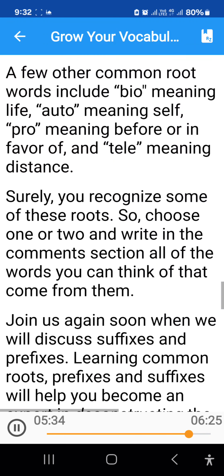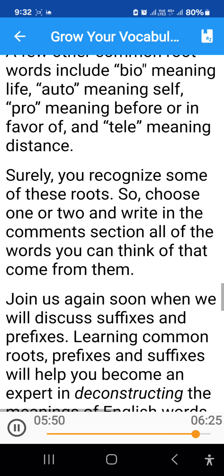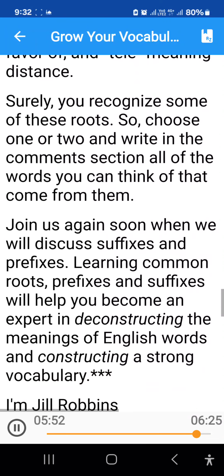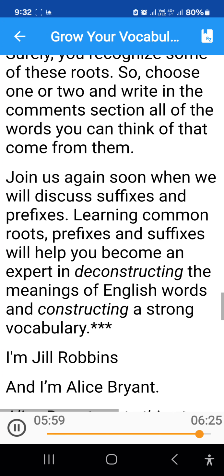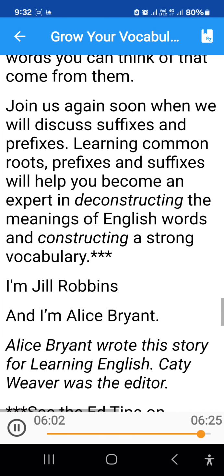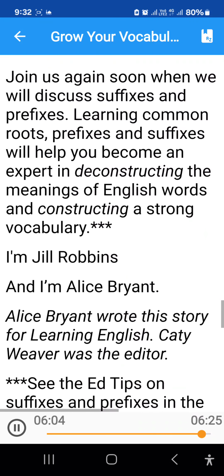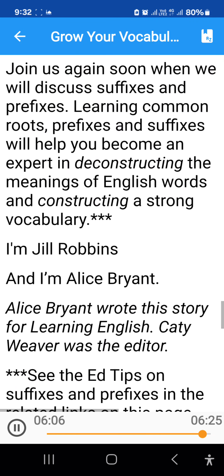A few other common root words include bio, meaning life, auto, meaning self, pro, meaning before or in favor of, and tele, meaning distance. Surely you recognize some of these roots. So choose one or two and write in the comments section all of the words you can think of that come from them. Join us again soon when we will discuss suffixes and prefixes.